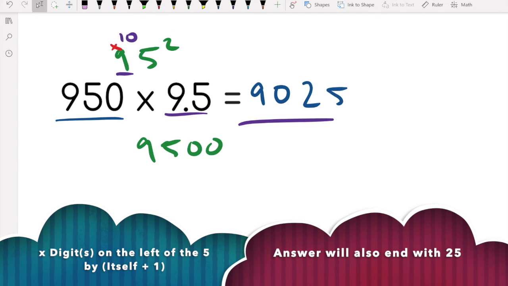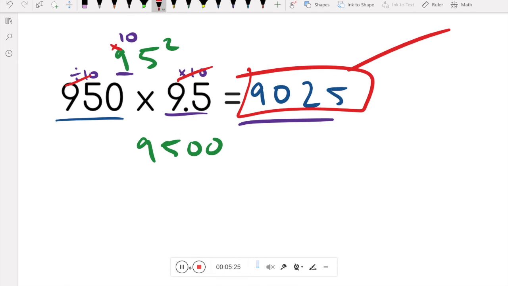You could also have thought about it that you had to multiply this number by 10, and then you had to divide this number by 10 to get 95, and those kind of undo themselves, so you're left with your correct answer. Okay, try some on your own. Challenge yourself. Awesome.